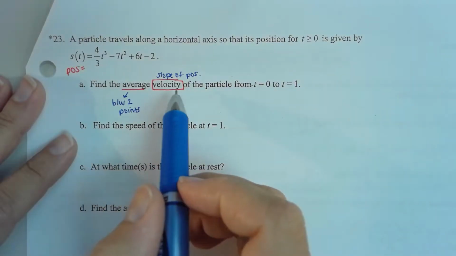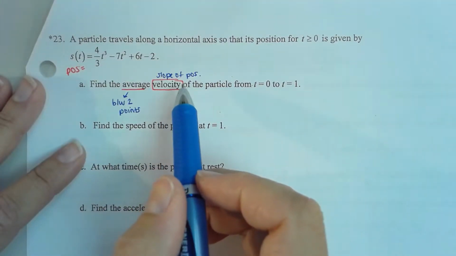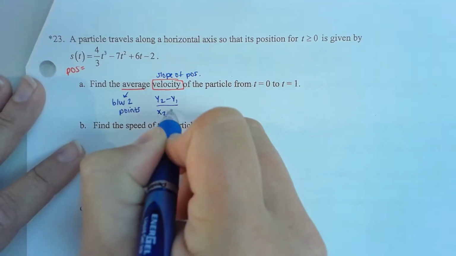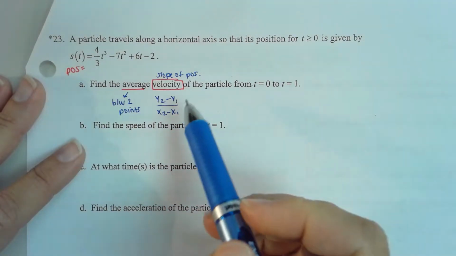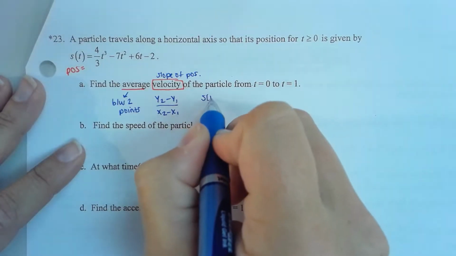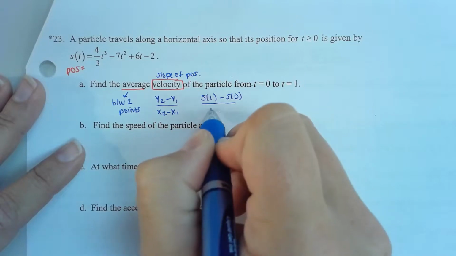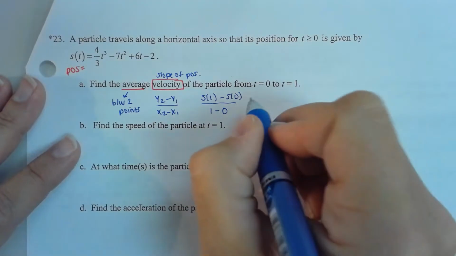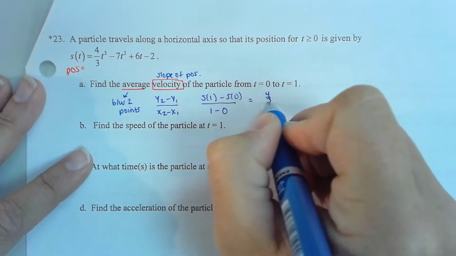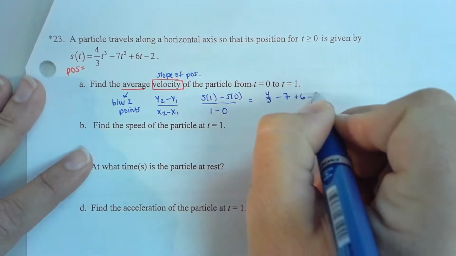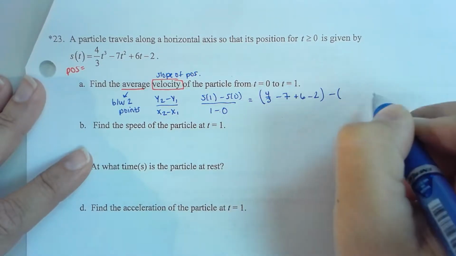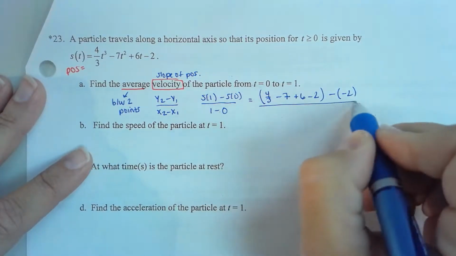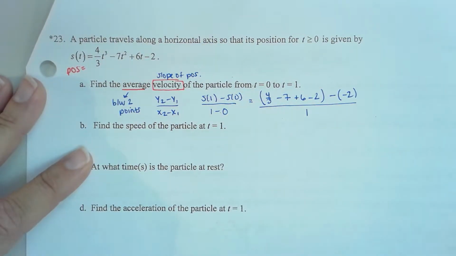So they're saying find the change in y over the change in x. This is Algebra 1. y2 minus y1 all over x2 minus x1. Just happens that our y's are positions. So we're going to do the position at 1 minus the position at 0 all over 1 minus 0. Okay, so I'm going to go plug in a 1 to get 4/3 minus 7 plus 6 minus 2. Then I'm going to go plug in a 0 to get a negative 2. That's a 2 all over 1.